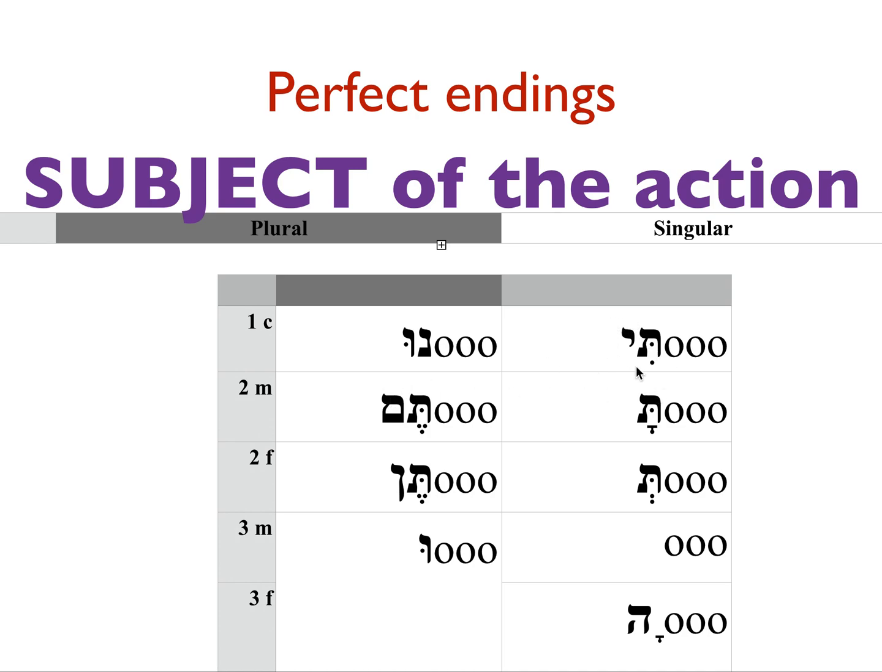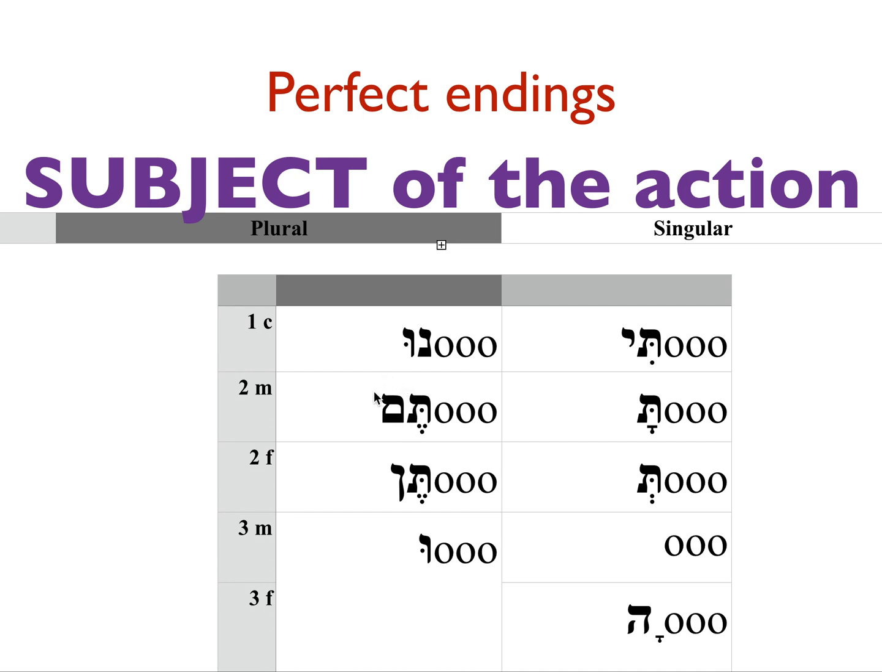For the first person, you have the i, which is the first person, like my, me. Ti, that's the first person sound. Nu, it's the first person plural sound. And then over here in the third feminine singular, you also have a, which is the feminine sound. To make plurals, mem stands for masculine, right? So it's a masculine plural, and nun stands for feminine plural. We'll see these later as well. So mem is always masculine plural ending, and nun is feminine plural ending.